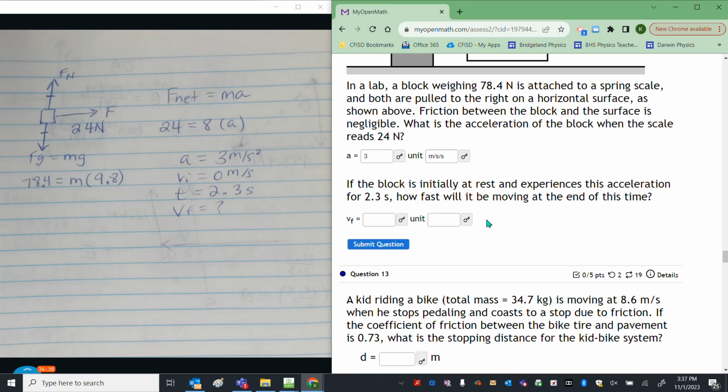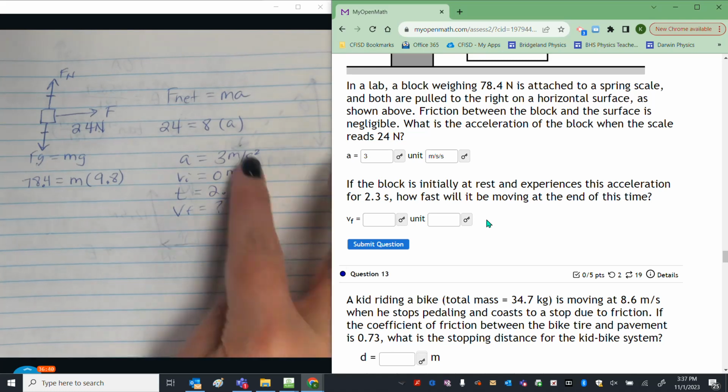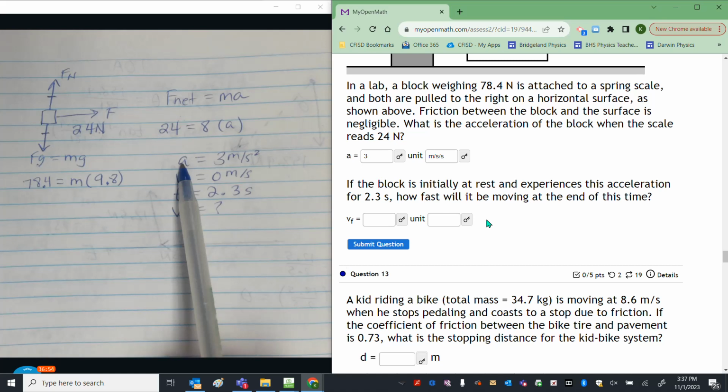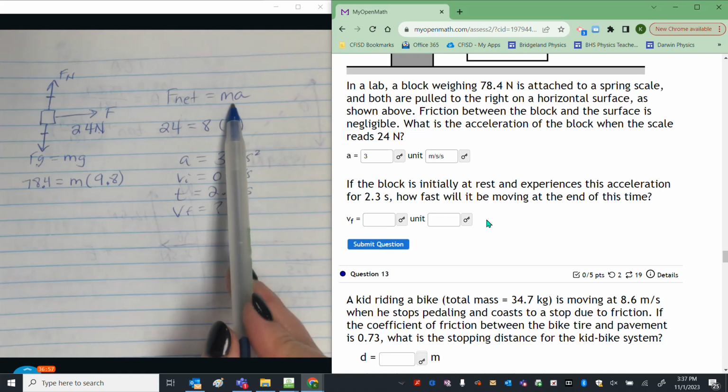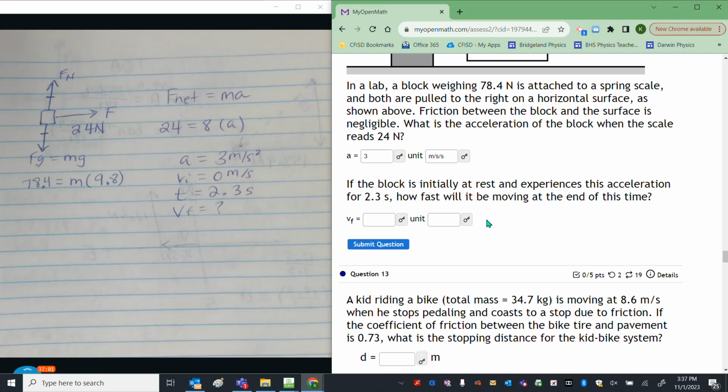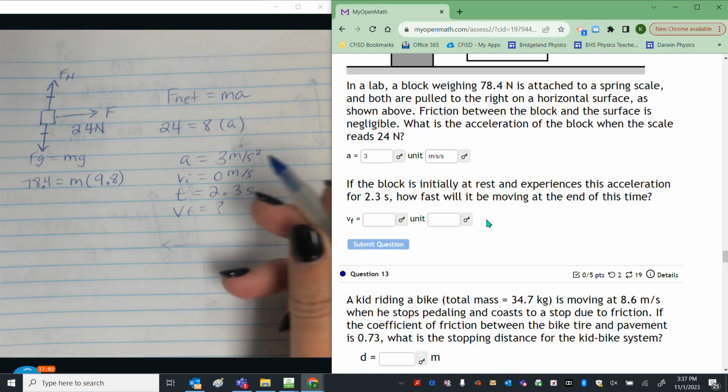Okay, this is a situation where you're using kinematic equations. If I ask you for time, if I ask you for final velocity, how fast it's going at the end, how far it has traveled, any of those other variables, you're going to have to use a kinematic equation. Acceleration is the thing that connects these two units to each other. It's here in F net equals ma, and of course it's in all of your kinematic equations. Well, except for the last one.